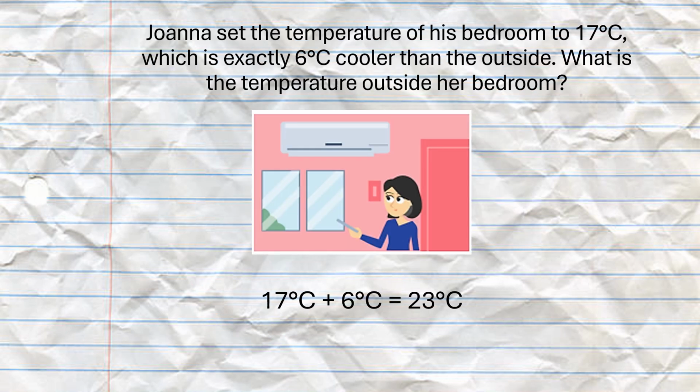Joanna set the temperature of her bedroom to 17 degrees Celsius, which is exactly 6 degrees Celsius cooler than the outside. What is the temperature outside her bedroom? Since the temperature inside the bedroom is 6 degrees cooler than outside the room, let us add the temperature: 17 degrees Celsius plus 6 degrees Celsius. Therefore, the temperature outside Joanna's bedroom is 23 degrees Celsius.